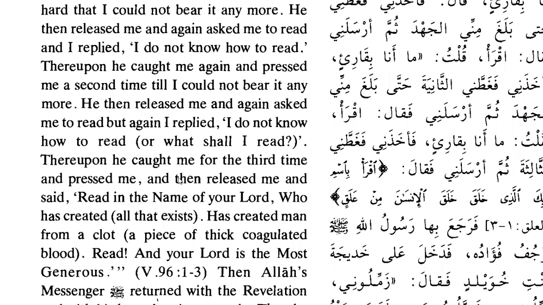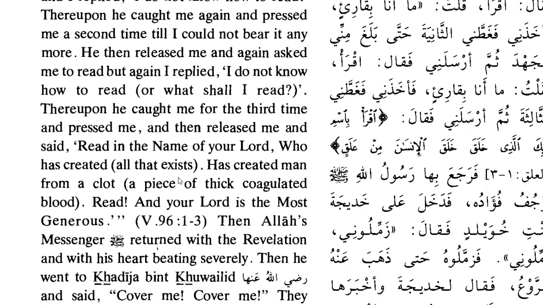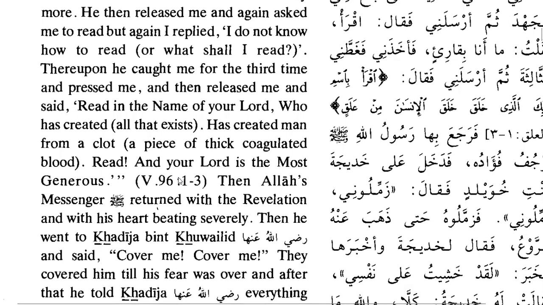Thereupon, he called me for the third time and pressed me and released me, and he said, "Read in the name of your Lord who has created all that exists, has created man from a cloud, a piece of thick, coagulated blood. Read, and your Lord is the most generous."